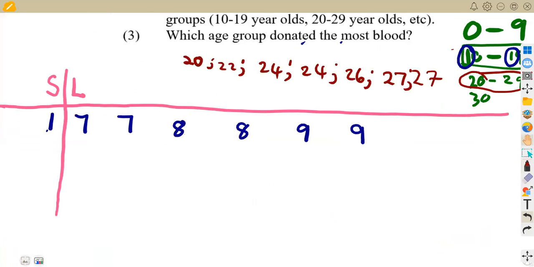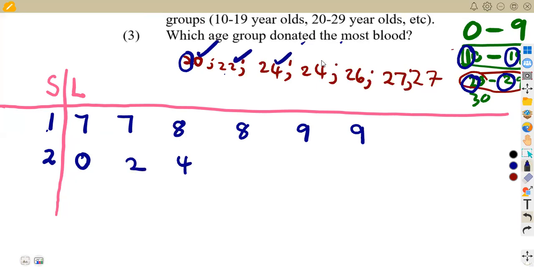But like I said, if you're talking about numbers from 20 to 29, the stem is what? It is 2. So this is your stem, which is 2. Then the leaves are the remaining numbers. If you remove the stem, here you remain with a 0. Here you remain with a 2. Here you remain with a 4. Here you remain with a 4. So write these numbers corresponding and going, okay? Here you remain with a 6. Here you remain with a 7.